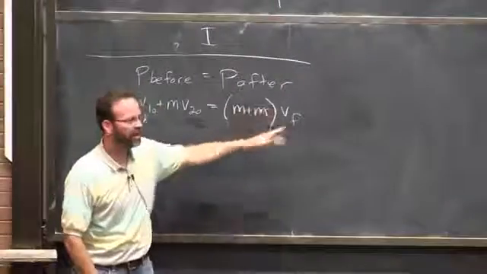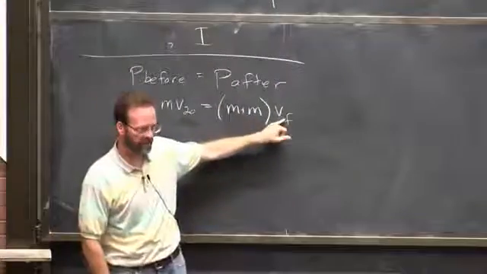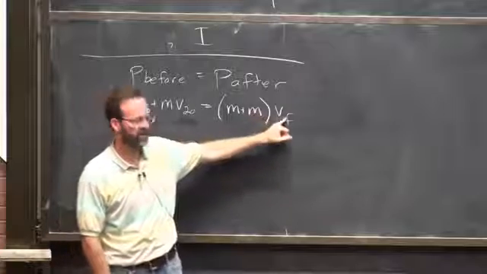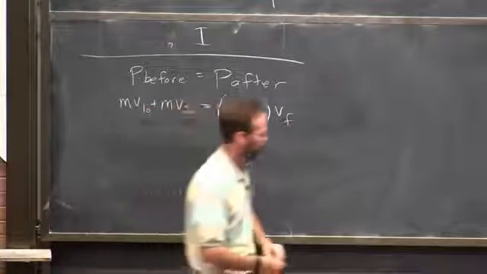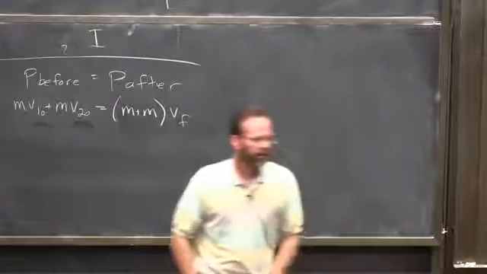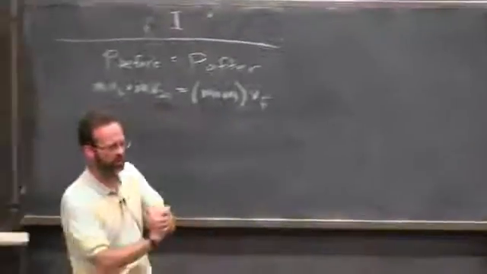So it's the same idea. So you got mass 1 times that final velocity plus mass 2 times that final velocity. You can just rewrite it simply like that. Inelastic, where they stick together.